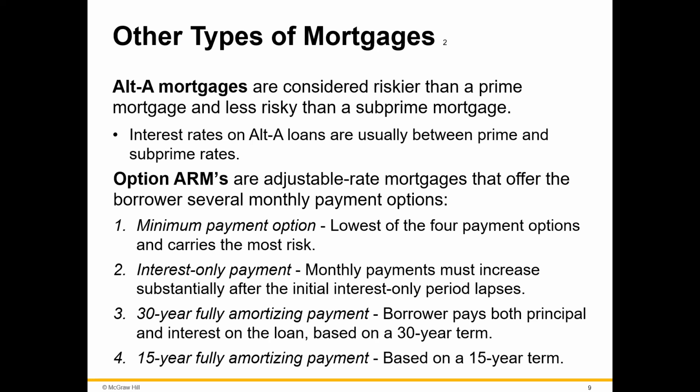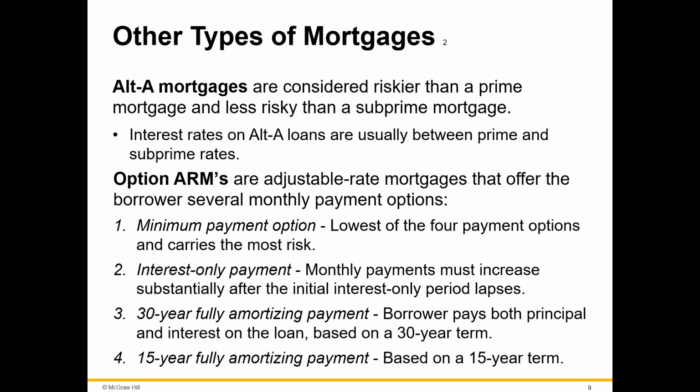Then we have the Alt-A mortgages. Risk-wise, the subprime mortgages we just mentioned are people with really bad credit. Then you've got the prime mortgages, which are the people with your normal to good credit, etc. Then Alt-A mortgages are somewhere in between. So they're riskier than prime mortgages, but not as much as subprime. So the interest rate will fall somewhere in between.